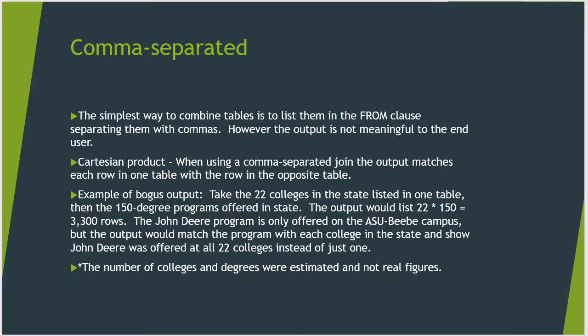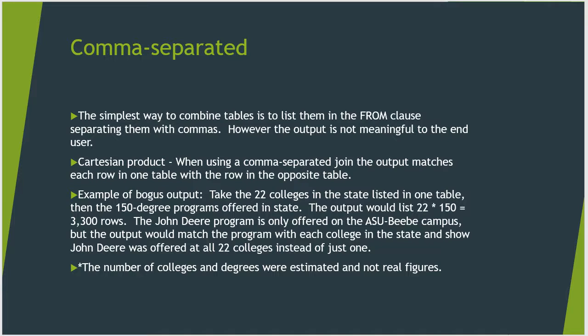A comma-separated join is one of the simplest forms of join. You simply type select from and then list tables separated by commas. The output is typically not meaningful to the end user. It produces something called a Cartesian product. Cartesian was a mathematician that simply linked everything from one table to everything in another table. You're basically multiplying rows in one table times the rows in another table.